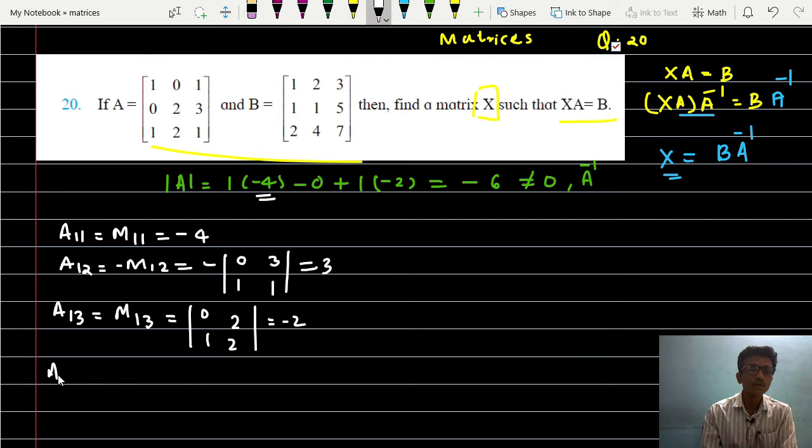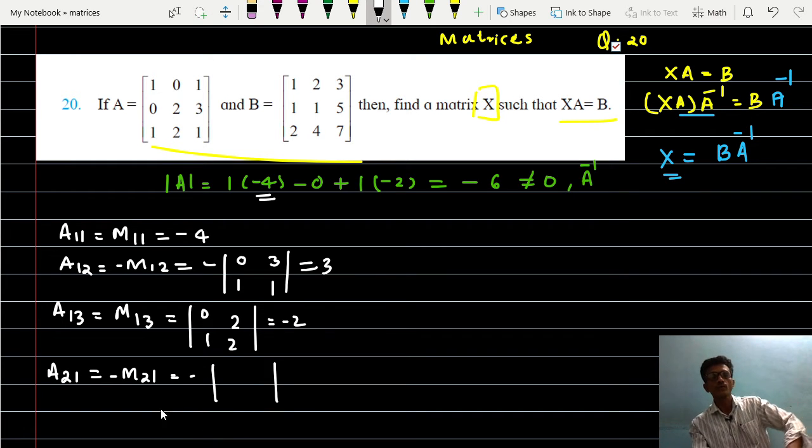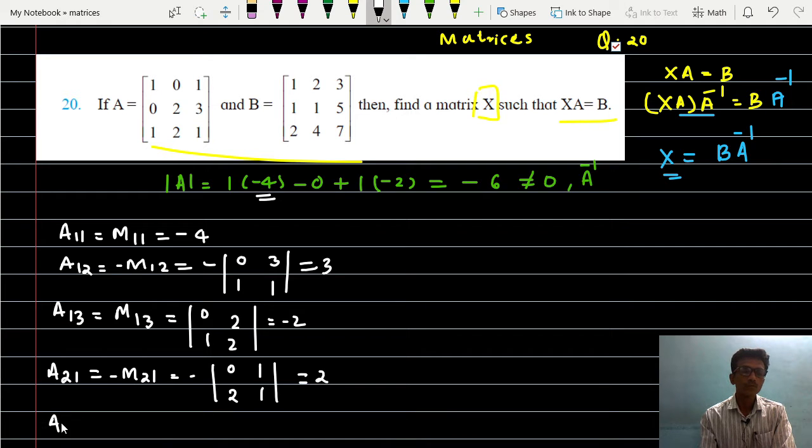Then A21 is equal to minus of M21, the determinant leaving the second row and first column, which gives 0, 1, 2, 1. So it will be 0 minus 2, and that will be plus 2. A22 is equal to M22. Directly I will write here: 1 minus 1, it gives us 0.